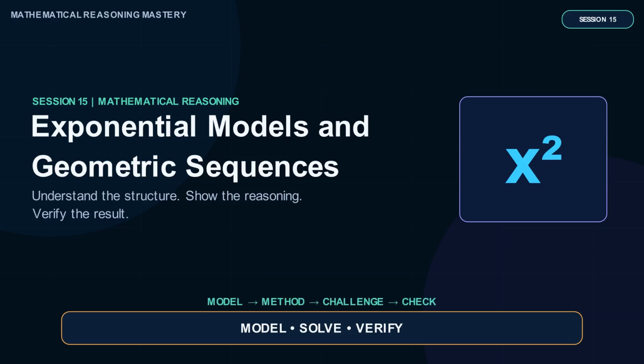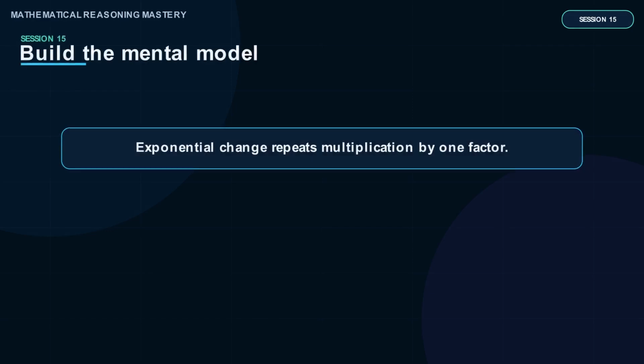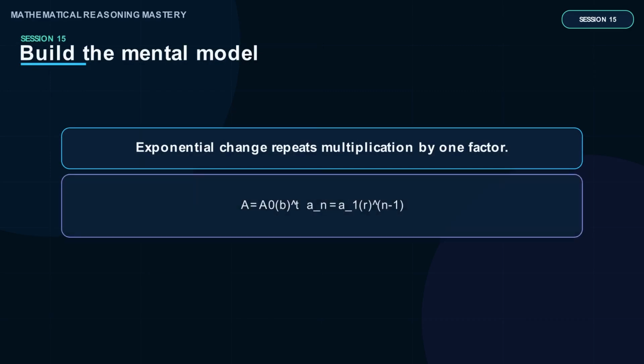Keep a pencil ready. We will build a mental model, use a repeatable method, solve a demanding example, diagnose an error, and finish with an independent checkpoint. Start with this principle. Exponential change repeats multiplication by one factor. A equals A0, B to the power T, and a_n equals a_1 times r to the power n minus 1. Read every symbol and label before calculating.